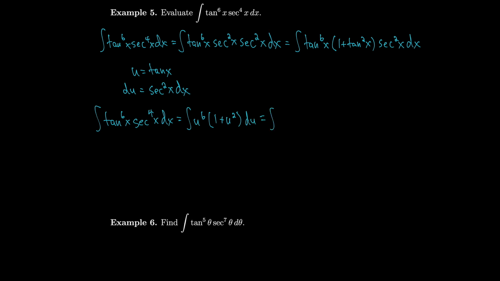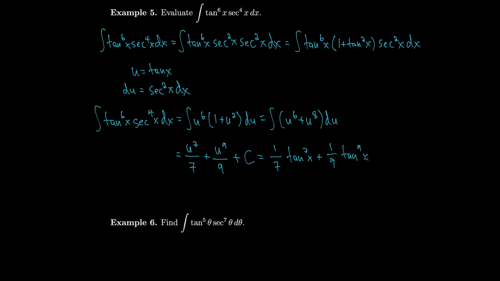So this is the integral of u to the 6th plus u to the 8th when I distribute my u to the 6th. Taking the antiderivative then gives me u to the 7th over 7 plus u to the 9th over 9 plus c. So I substitute back in for tangent, and I get 1/7 tan to the 7th plus 1/9 tan to the 9th plus c.